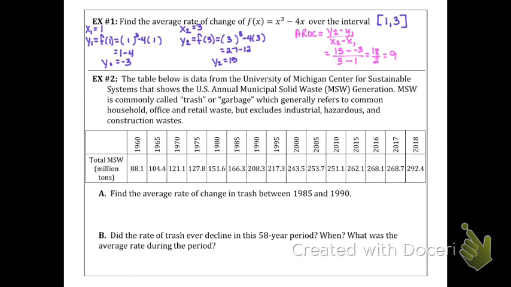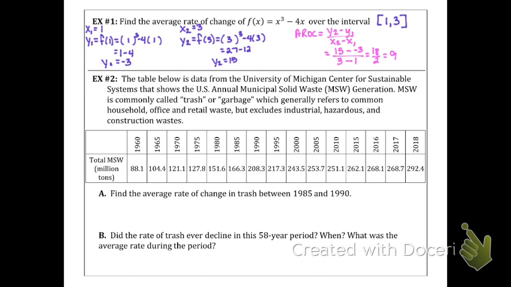All right, example 2. So the table below is data from the University of Michigan Center for Sustainable Systems that shows U.S. annual municipal solid waste generation. MSW is commonly called trash or garbage, which generally refers to common household, office, and retail waste, but excludes industrial, hazardous, and construction waste. A says to find the average rate of change in trash between 1985 and 1990.